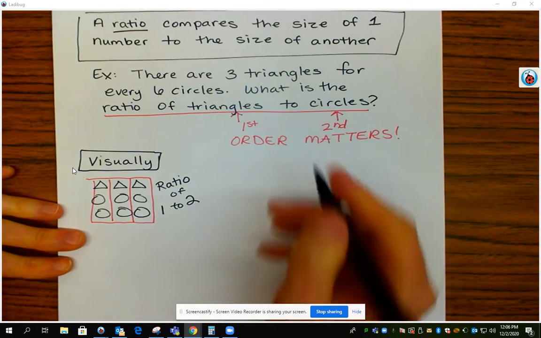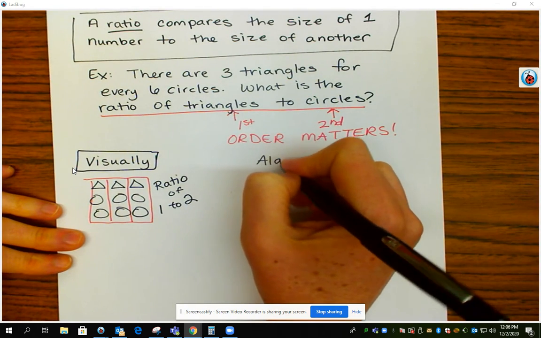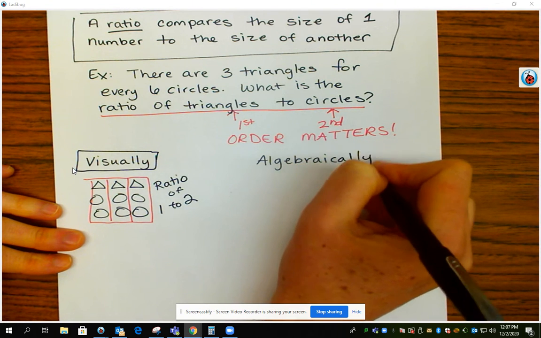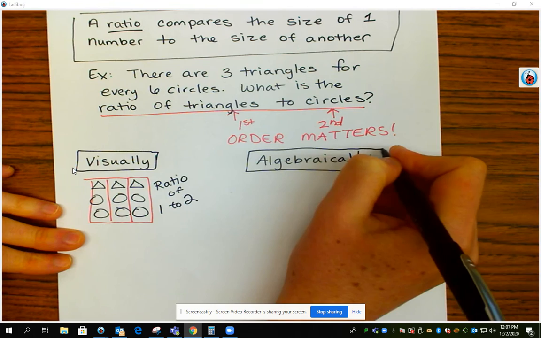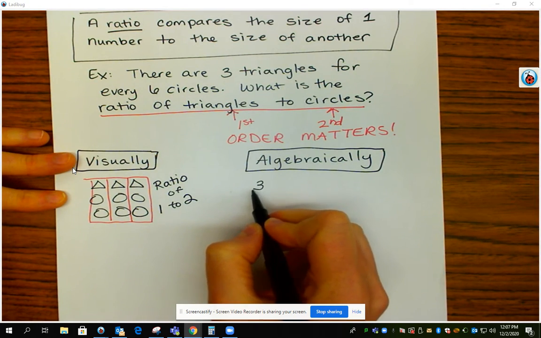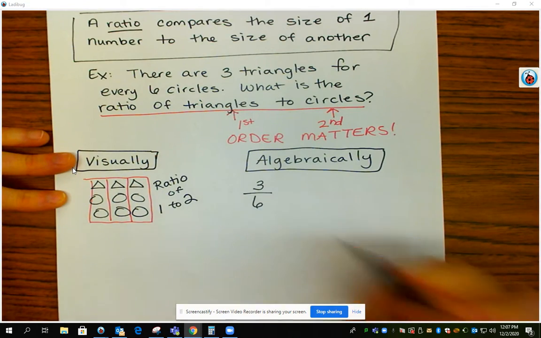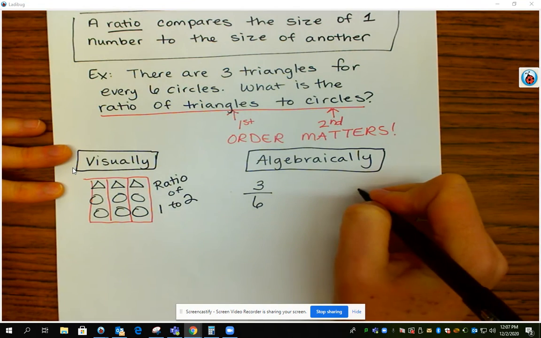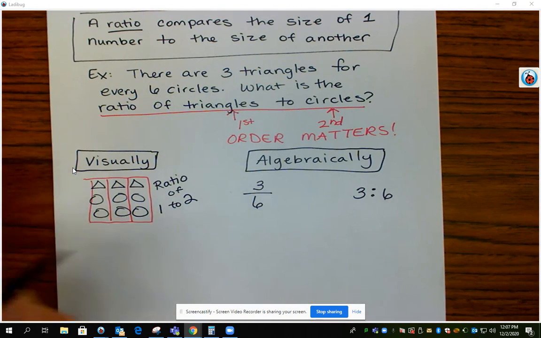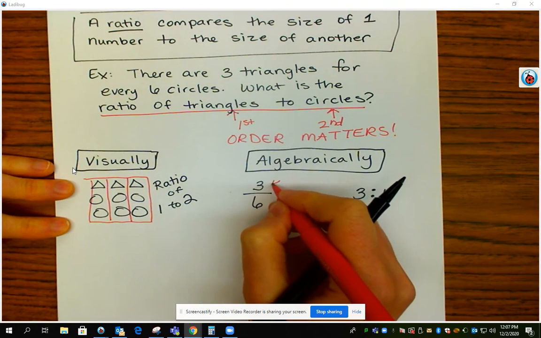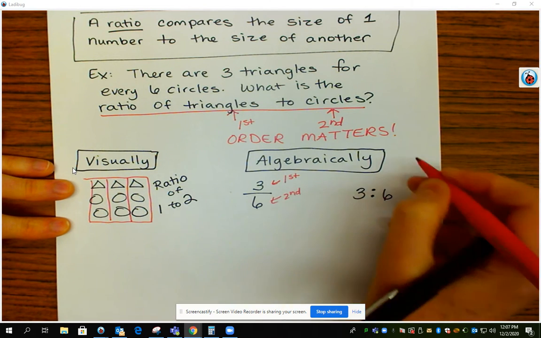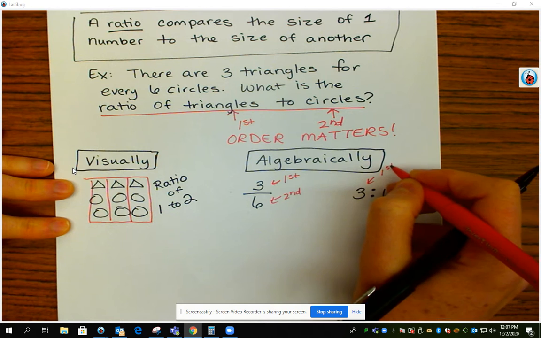Another way is algebraically. We can write it in 2 different ways. We could think of it like a fraction, 3 triangles per 6 circles, or you might see it written with these dots, 3 to 6. But either way, this is the first and this is the second item in the ratio, first, second.